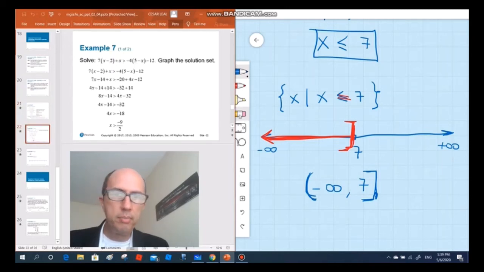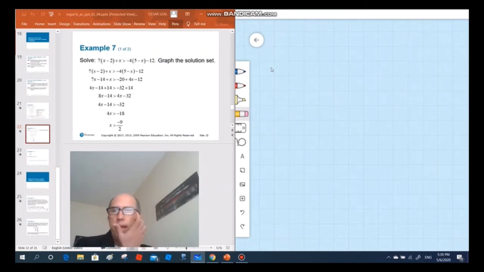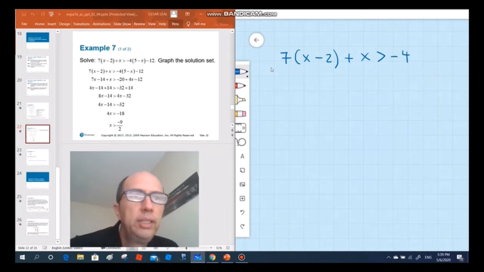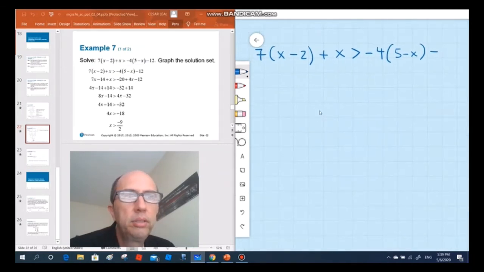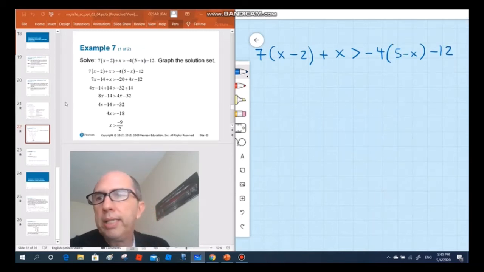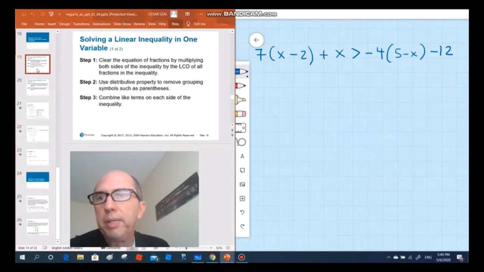Example number 7. Now we have, on example 7, 7 times x minus 2 plus x is greater than negative 4 times 5 minus x minus 12. Great. Remember the step by step. Let's go back to step by step.